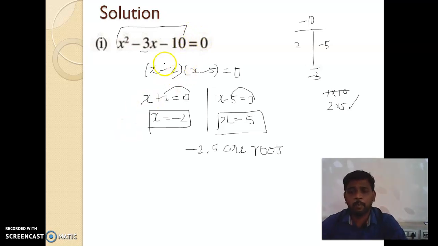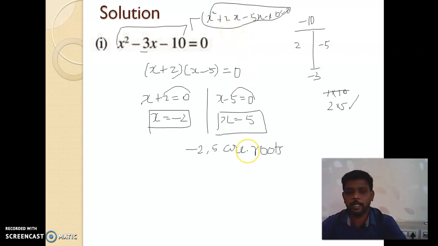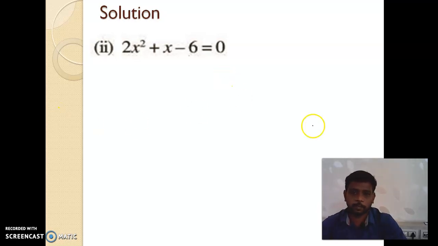If you use the splitting method, it will become like this, that is x² + 2x - 5x - 10 = 0. If you need to use the splitting the middle term method, you can factorize like this, and after simplification you get the same answer only, right? Look at the next example.